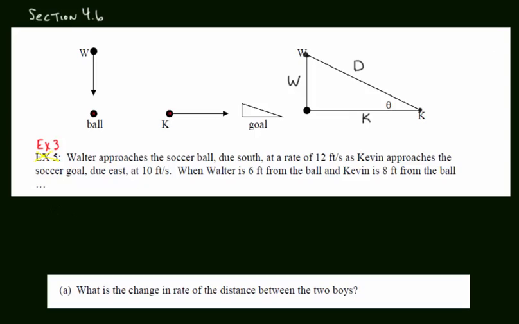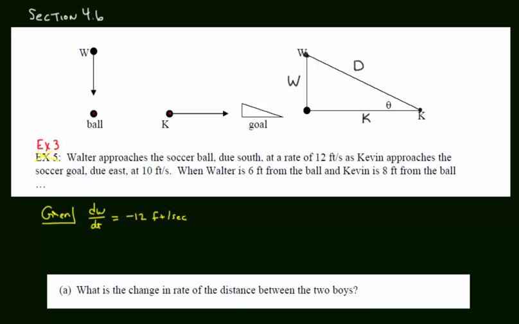Okay, so what's our given information? We'll write given here. Given information. Walter approaches the soccer ball due south at a rate. So that's going to be dw dt equals, now this is going to be negative 12 feet per second.